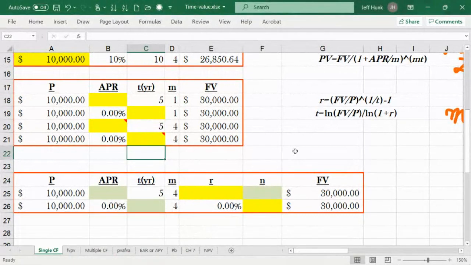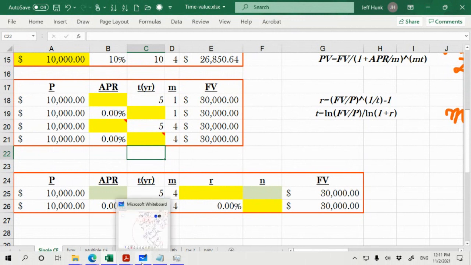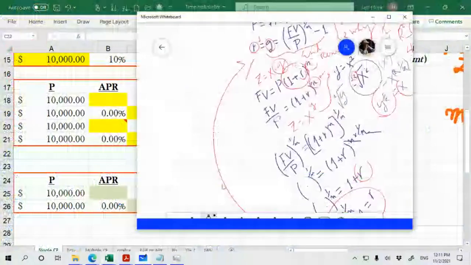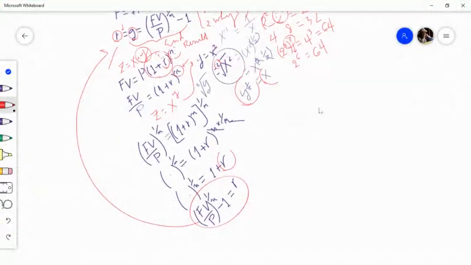So now let's get started. This is our original question, the question I posed at the beginning of this session. The question was, if you have $10,000, right?